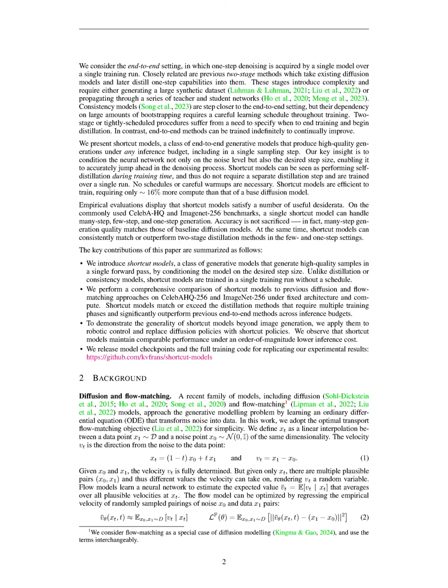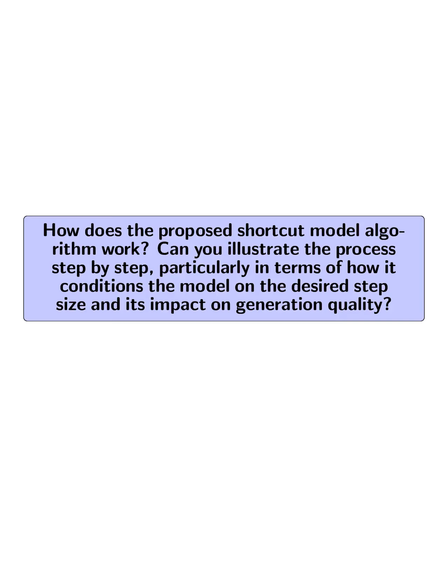This approach eliminates the need for complex two-stage distillation or careful training schedules, making shortcut models more efficient and capable of handling various sampling budgets without sacrificing accuracy. Empirical evaluations demonstrate that shortcut models can match or outperform the quality of samples generated by baseline diffusion models, while significantly reducing inference costs. How does the proposed shortcut model algorithm work?